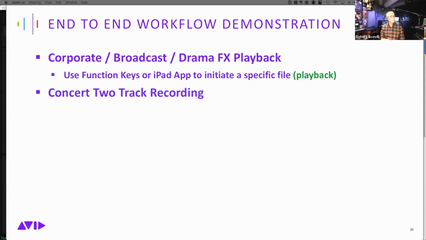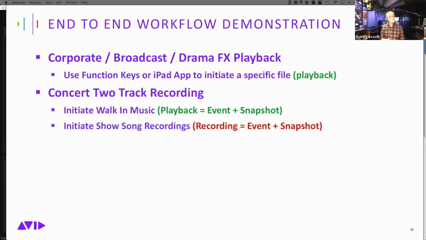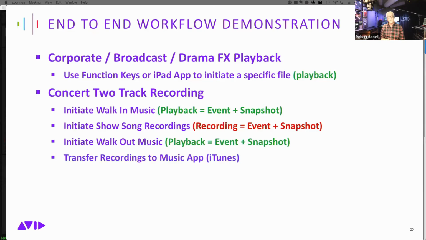And then we're going to talk about a concert 2-track recording workflow, right? So we're going to initiate some walk-in music with an event plus a snapshot. And then we're going to initiate some song recordings, again with an event plus a snapshot. We're going to initiate walkout music, which is going to be different from our walk-in music, with an event plus a snapshot. And then we're going to transfer the recordings over to a music app, like iTunes, or Music as it's called today. And then we're going to bulk edit the metadata on it. That should take us through the rest of this little bit of time here.